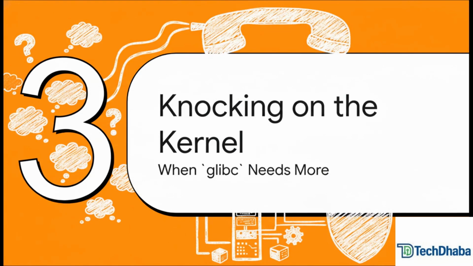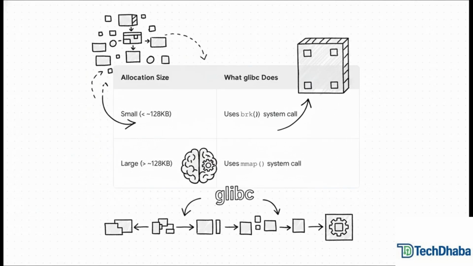But what happens when the warehouse is bare? When glibc checks its lists and finds nothing. It's got no memory left to give you. That is when it finally has to reach out and make a formal request to the Linux kernel. And it's smart about how it asks. It doesn't just scream, "Give me memory." It has two different strategies depending on how much you're asking for. For smaller requests, usually under about 128 kilobytes, it uses a system call called brk. For bigger stuff, it uses a different one called mmap.